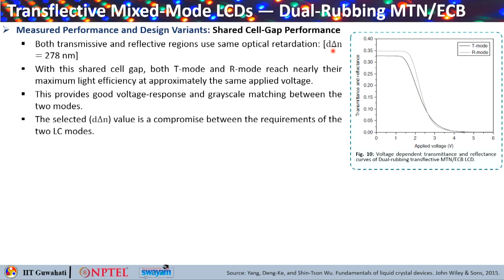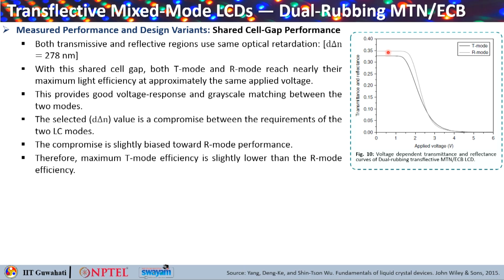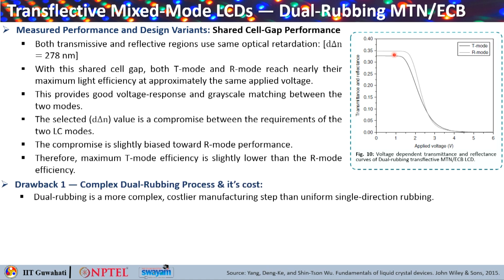And the selected d delta n value is basically a compromise between the requirements of the two liquid crystal modes, and here the compromise is slightly biased towards the reflection mode, as you can see. That is why the transmission mode efficiency is slightly lower in this case than this one.